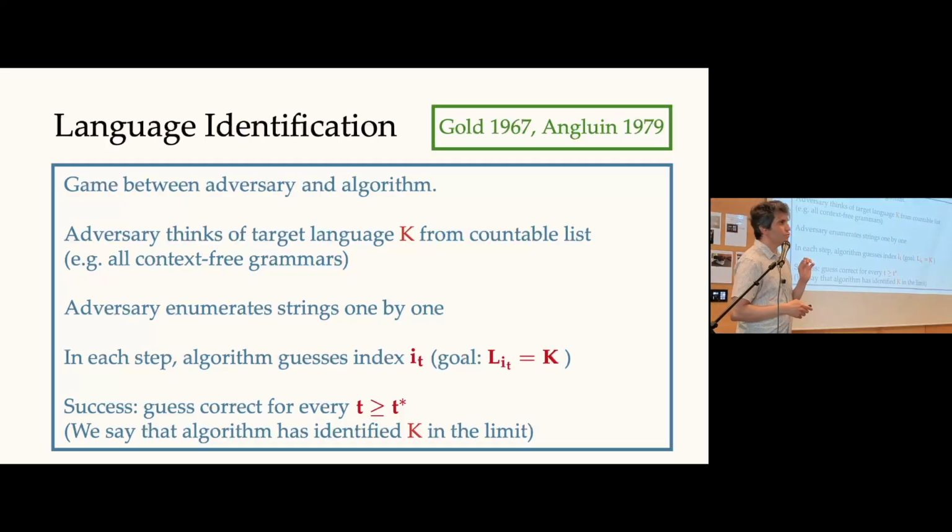The algorithm knows the enumeration. The algorithm receives the enumeration of the strings of the language one by one. So you don't know a priori what the enumeration order is, but you see the first string, and then you see the second string, and then you see the third string, and so on and so forth.